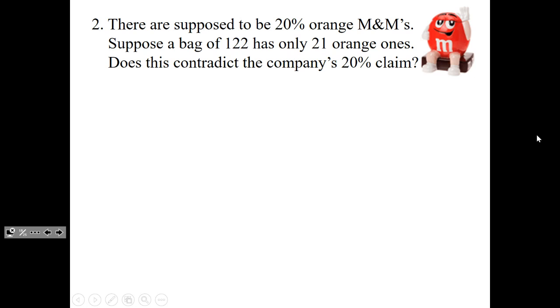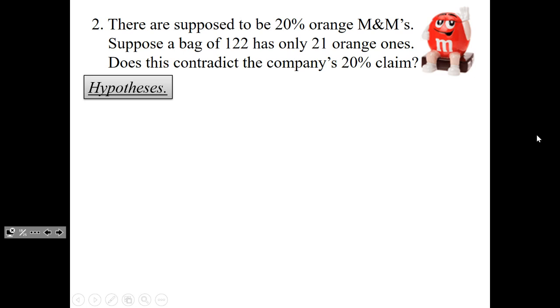So we have 20% of a bag of M&Ms is supposed to be orange. Suppose a bag had 122 candies in it, but only 21 were orange. Does this contradict the company's 20% claim? So first thing is, when you come up with our hypotheses, this one's a little tricky. You may come up with it one way, you may come up with another. Try and pause the video, think about what the null hypothesis would be. And then the alternative, what are we trying to prove?